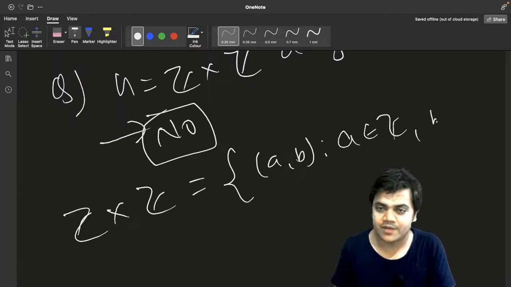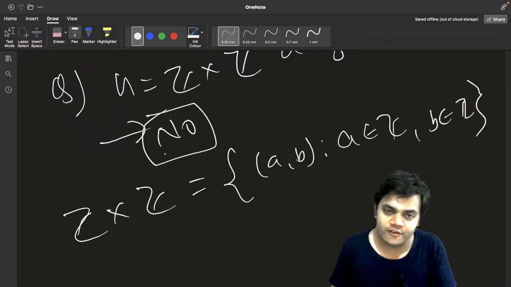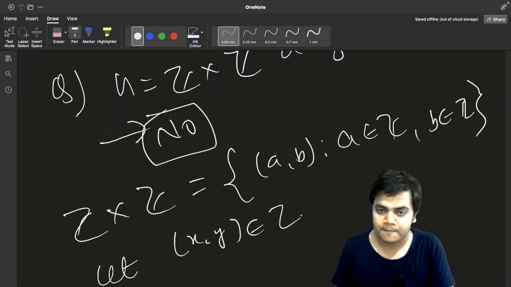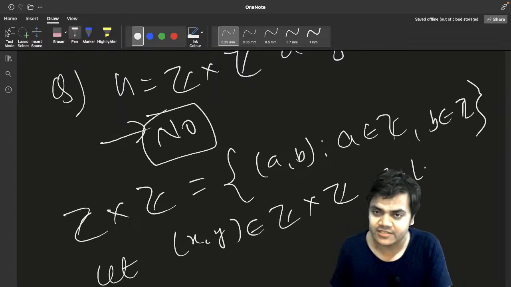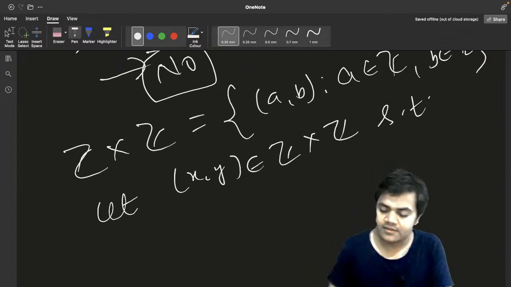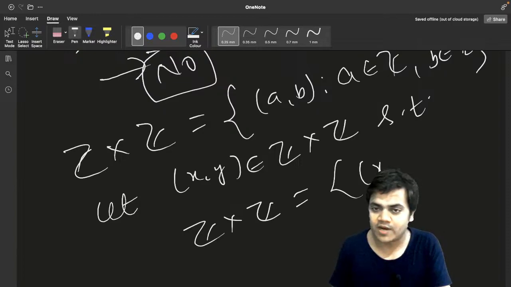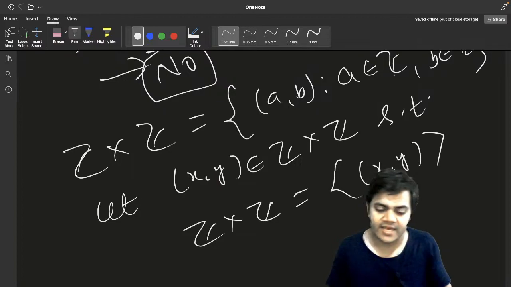A belongs to Z, B belongs to Z. Yes Jalaji, you are right. So if possible, let (x, y) belong to Z cross Z, such that this Z cross Z is going to be generated by (x, y).